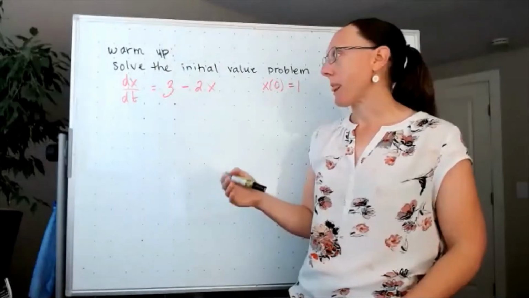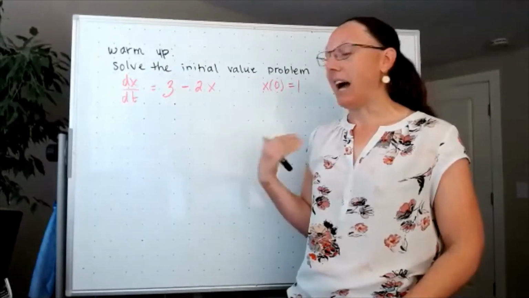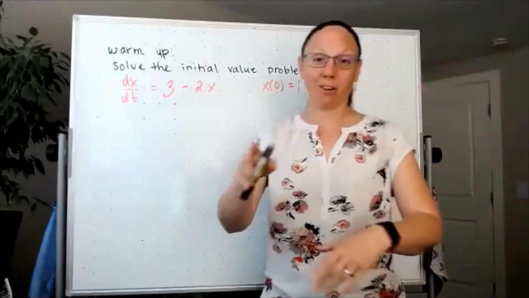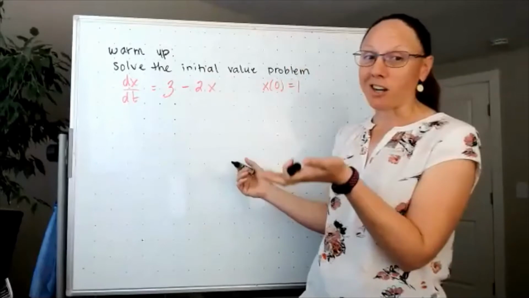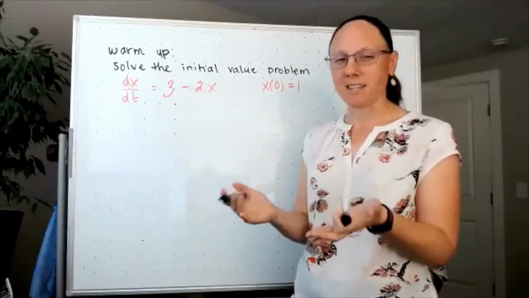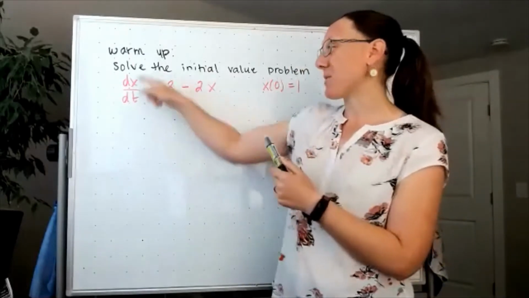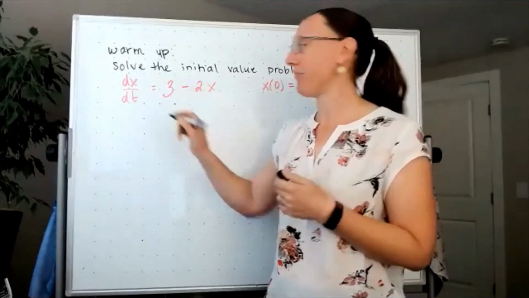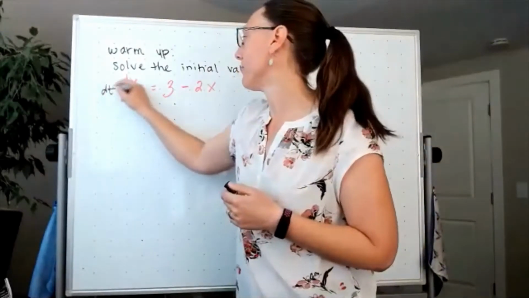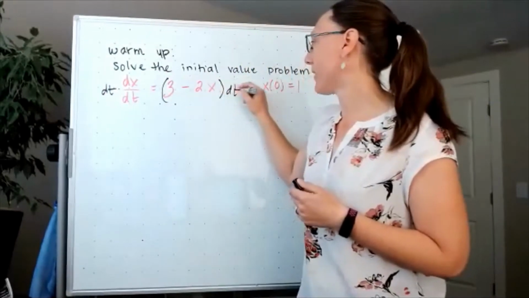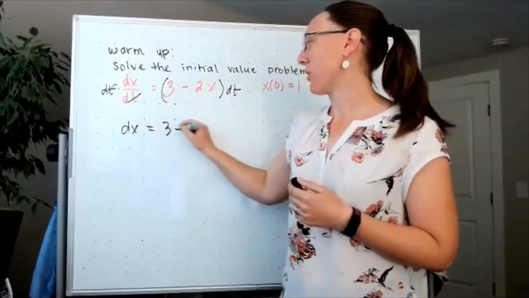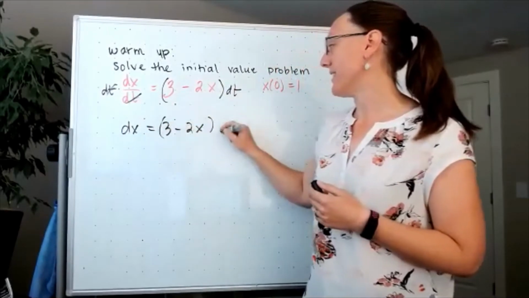I'm going to go with, well, whatever, I'll show you what I'm going to go with. So I'm going to start the way that I always start one of these separable ones, which is, since we've got the dx dt isolated, I'm going to multiply both sides by dt. So over here, now I have dx is equal to 3 minus 2x dt.